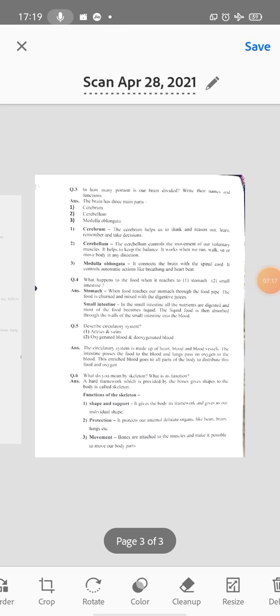Okay students, so we have completed the second chapter notes explanation. I hope you all are learning the question answers as well. You have to learn it by heart and also you have to read the chapter.